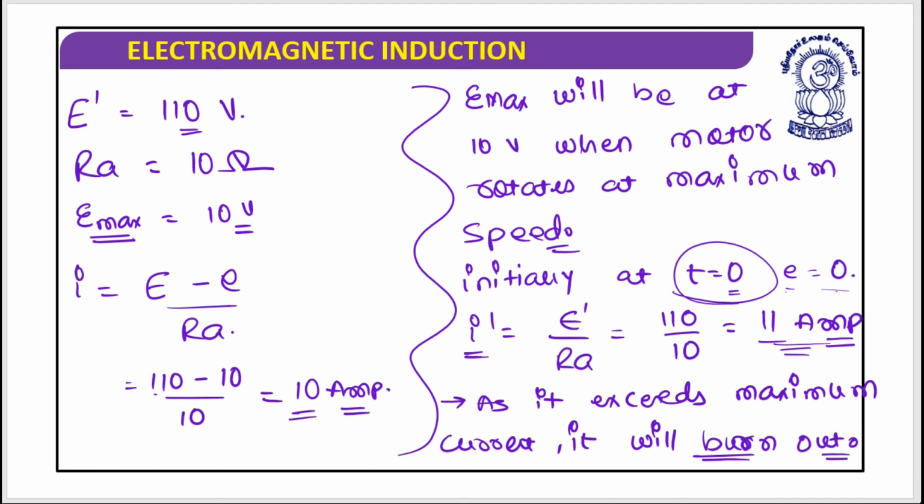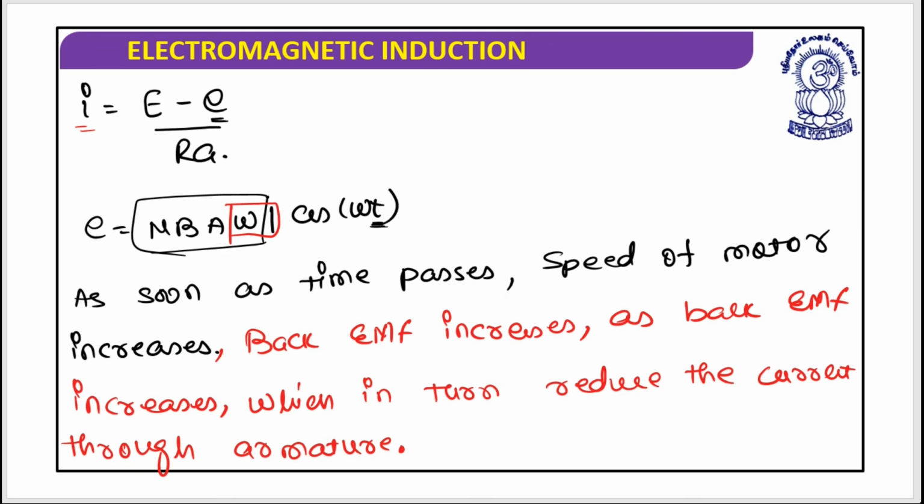Because this back EMF keeps on changing. Why changing? Because this omega is changing. Why is omega changing? Because its speed is changing. As omega is changing, back EMF is changing. As time passes, this EMF E will increase. I hope this is clear. So now what is the solution of this? We understood the problem well, that this problem arises. Did you understand this completely?